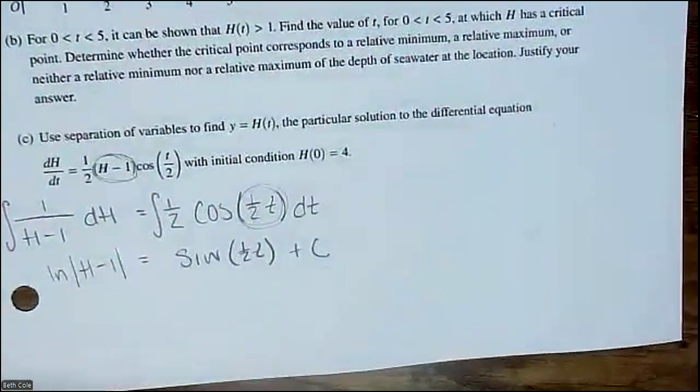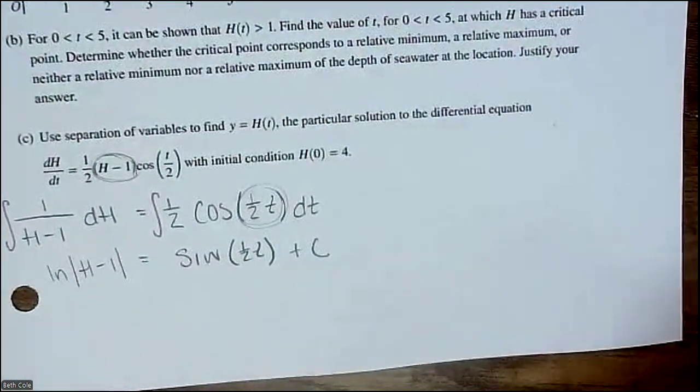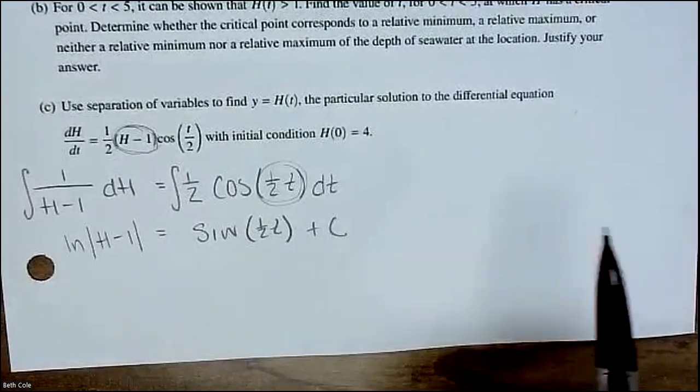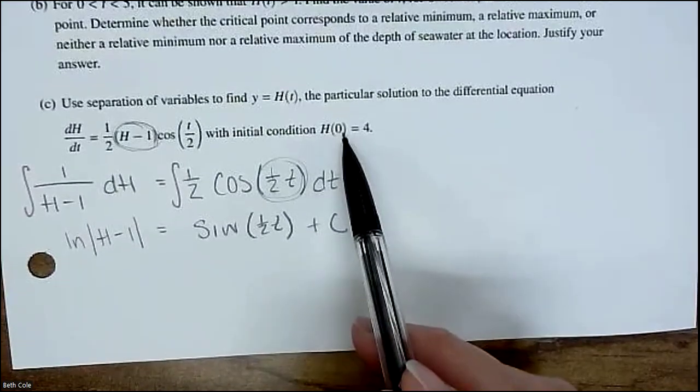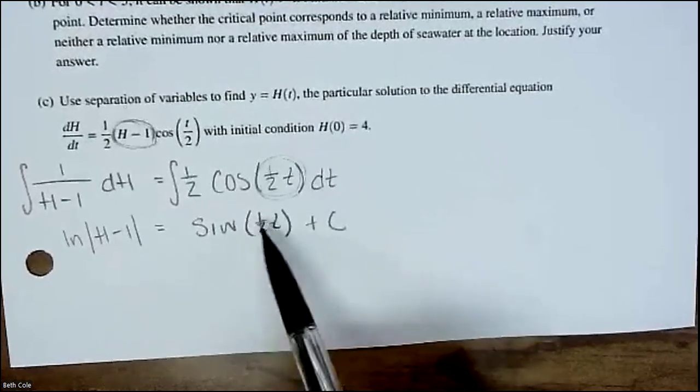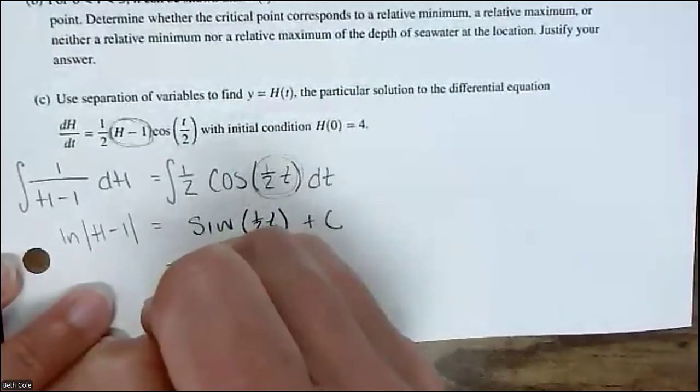But if it's something simple, I don't want you to write out u equals this, du equals that. You know, it's a timed exam. All right, now what? We did our antiderivative. What's the next step? Yeah, we're going to plug in 0 for t. Sine of 0.